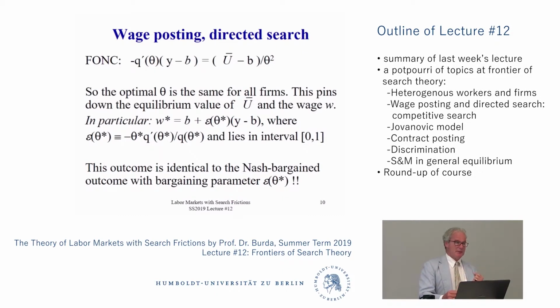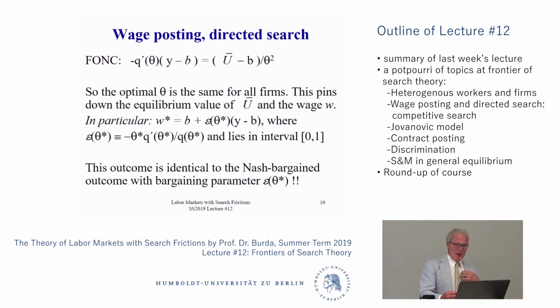It looks very similar. It's not the same, but look carefully at it. W star is some sort of weighted average of the fallback position of the worker and a markup, and that markup is the elasticity of the matching function with respect to theta.